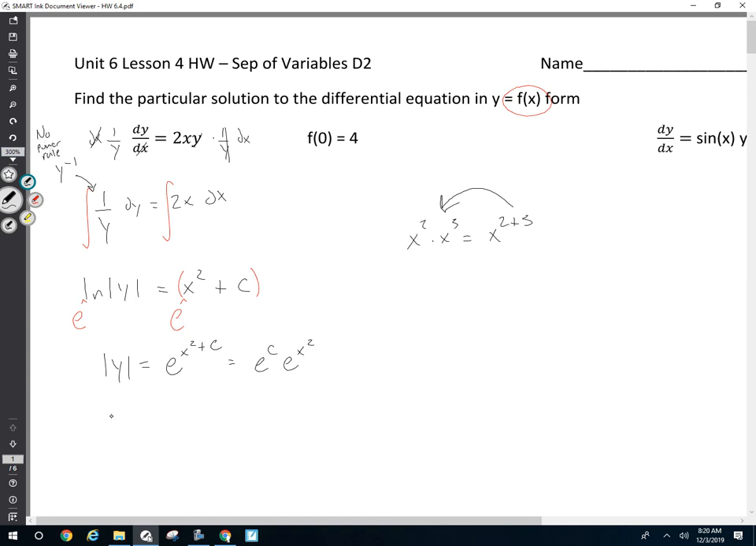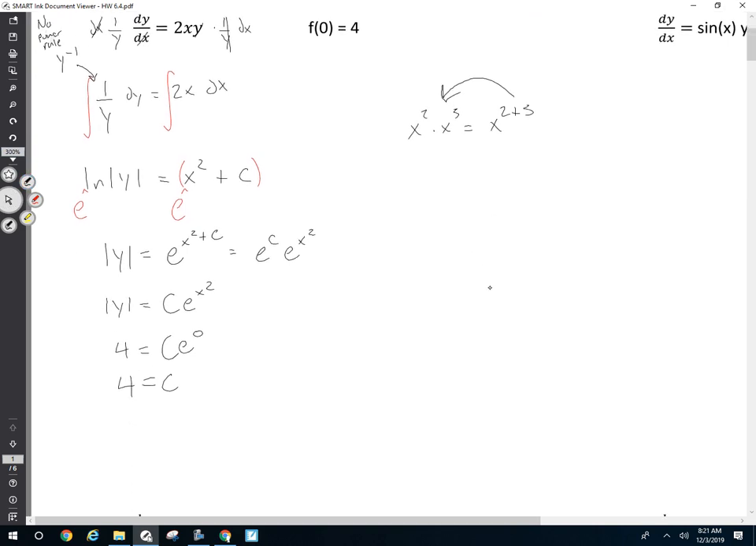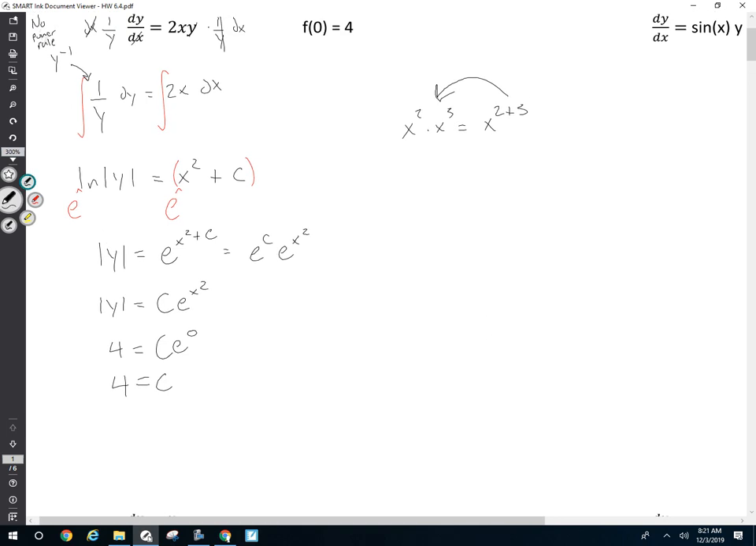The reason why we do this is because e to the c is just a c. Now, we can get rid of the absolute value by making this a plus or minus, but really we can just ignore the absolute value when we're finding c. Again, we want a function, so we don't want a plus or minus, so instead, just ignore the absolute value, solve for c. Well, in this situation, we see why it's advantageous to have the c here, because e to the 0 is just 1, and I'll get c is equal to 4. So that leaves me with my particular solution, y equals 4e to the x squared.